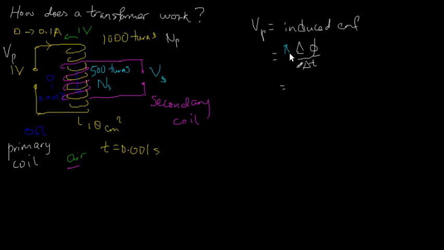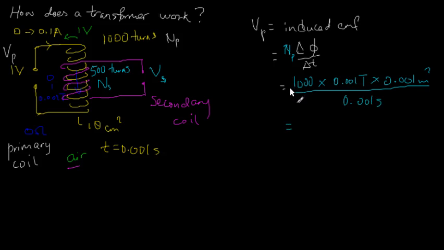the number of turns, NP, 1000 turns. So that in turn is equal to 1000 times the change in flux from 0 to 0.001 Tesla times the cross-sectional area, which is 0.001 meters squared, divided by the time taken, which is 0.001 second, and we got 1 volt. So that's what we got. So this is the VP.